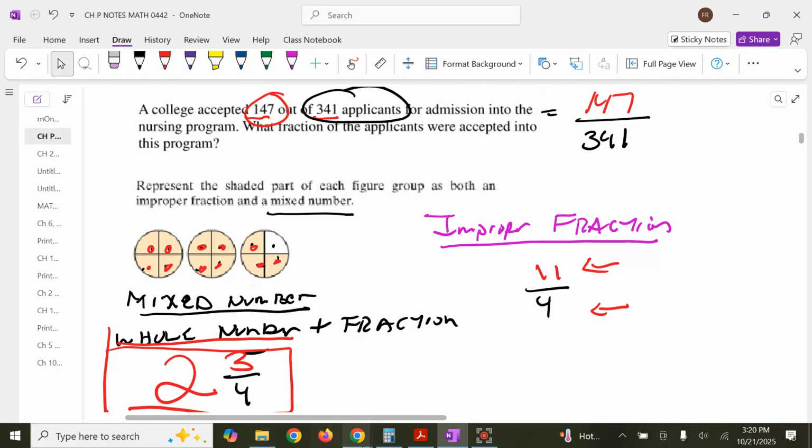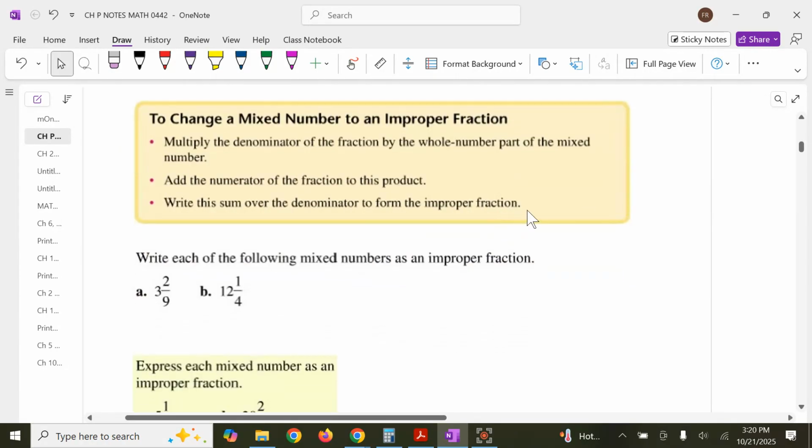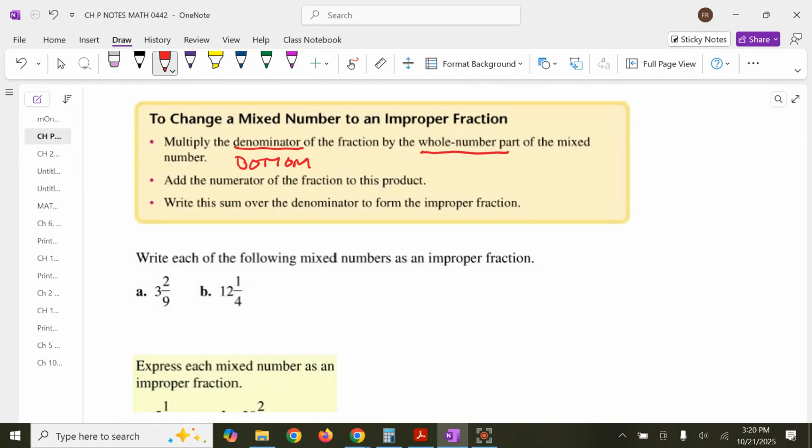All right, let's scroll down a little further in our list, and we're going to figure out how do we go from a mixed number to an improper fraction. Okay, it's multiply the denominator, the number on the bottom, by the whole number part. Then we're going to add the numerator. The numerator is the number on the top.